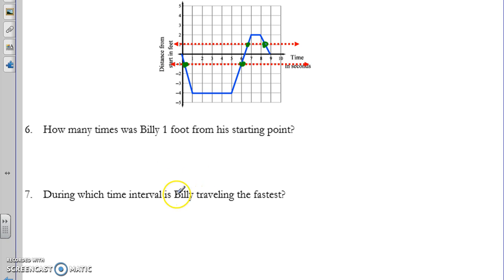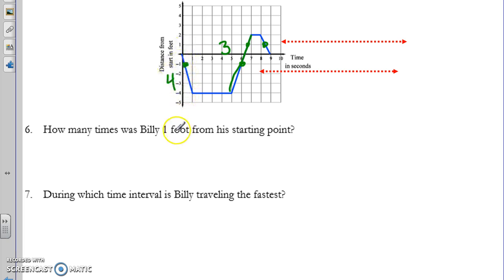Okay, during which interval is Billy traveling the fastest? So on the previous question, we already determined that from here to here, he was traveling 3 feet per second. From here to here, he goes 1 second, but he goes 4 feet, so that would be 4 feet per second. And then from here to here, he's going 2 feet in 1 second. So where is he traveling the fastest? He is traveling the fastest from 0 less than or equal to t less than or equal to 1.